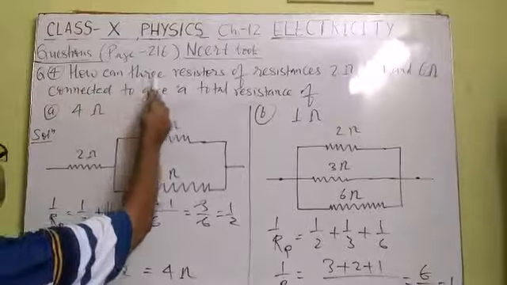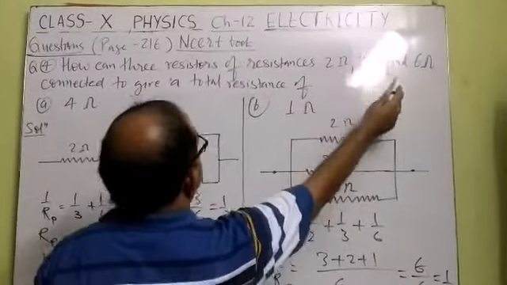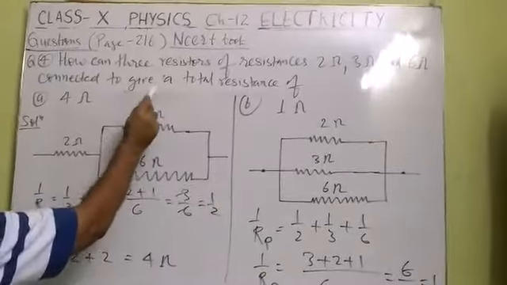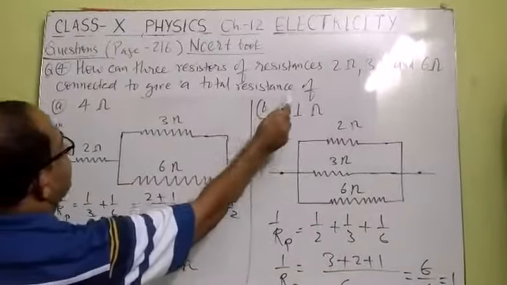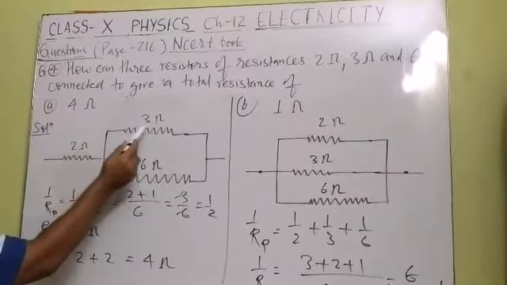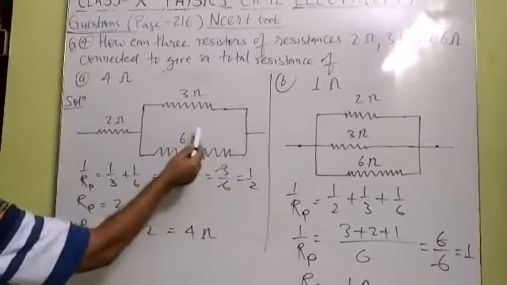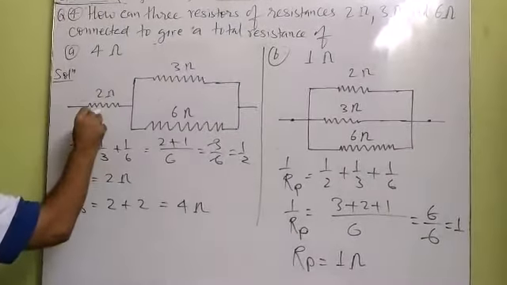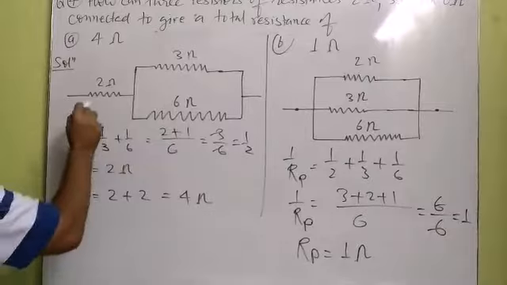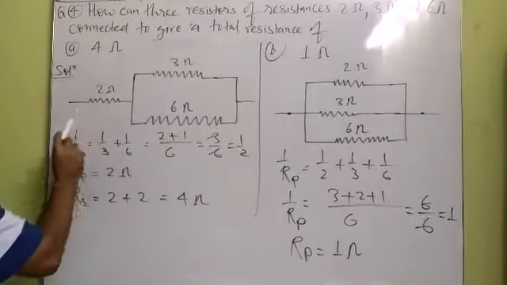Or, how can three resistors of resistances 2 ohm, 3 ohm, 6 ohm be connected to give a total resistance of, first part, 4 ohm? For obtaining 4 ohm, I think we must connect 3 ohm and 6 ohm resistors in parallel, and this combination must be connected with 2 ohm in series. So this is the circuit for the 4 ohm equivalent resistance.